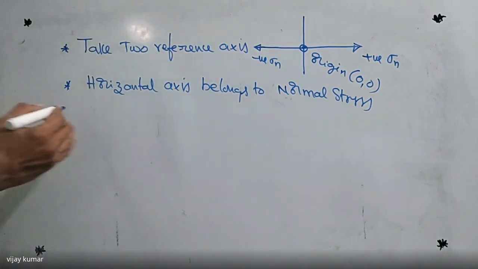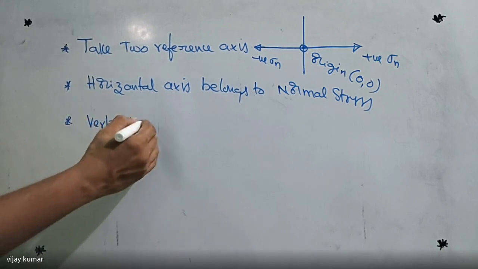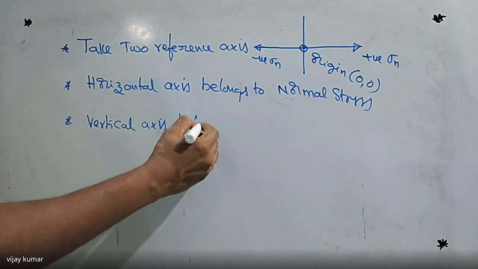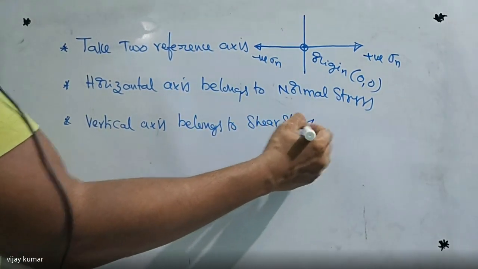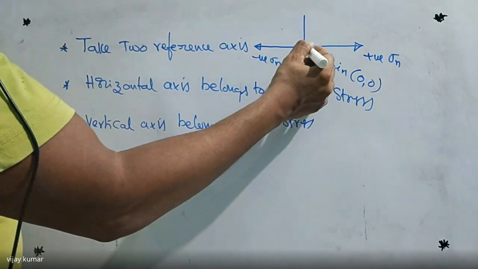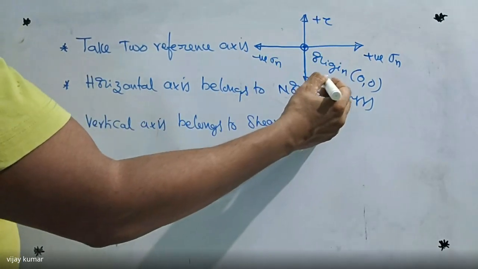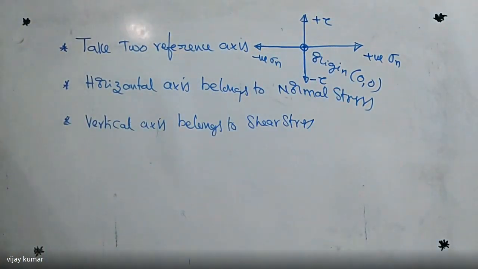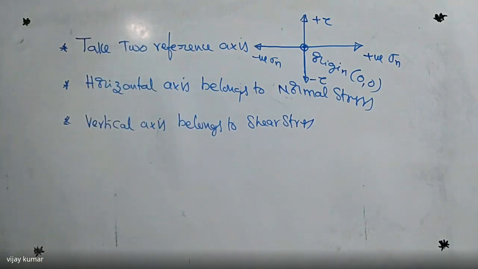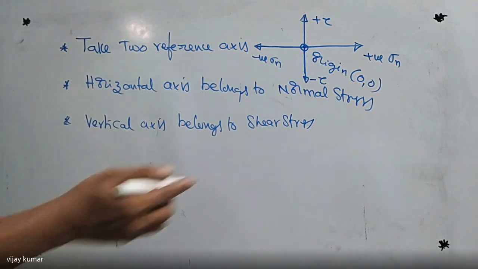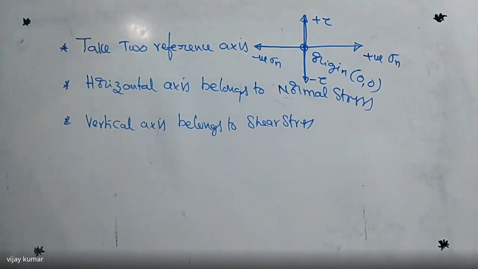So on the third point, remember, the vertical axis belongs to shear stresses. So here also we are having shear on the vertical axis. Upward direction shear is positive, downward direction shear is negative. So there are two shears, positive shear and negative shear, clockwise shear and anti-clockwise shear. Both have the same magnitude but the directions are opposite. So the vertical axis must belong to shear stresses. Did you get my point or not?